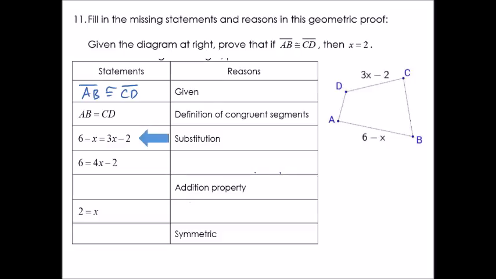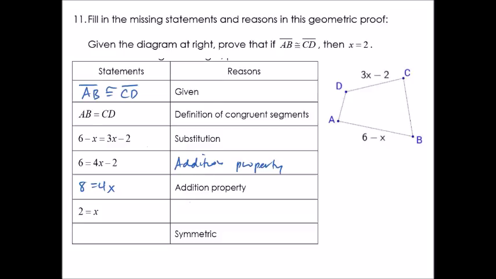Then, substituting from the diagram, I can replace AB with 6 minus x and replace CD with 3x minus 2. In the next step, it looks like the x was added to both sides, so that's the addition property. The next thing I would do to solve is I would add 2 to both sides. So I'm showing that, and the result of adding 2 to both sides, the 6 becomes 8, the 4x minus 2 becomes 4x.